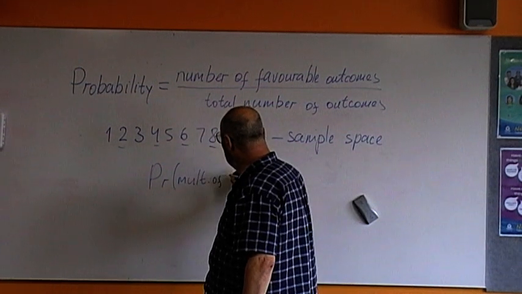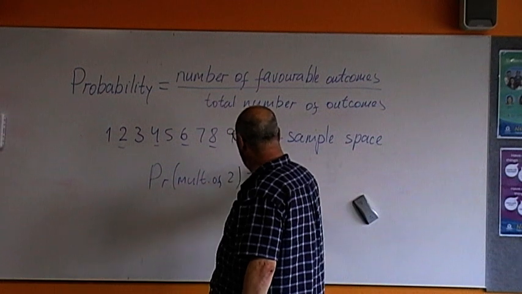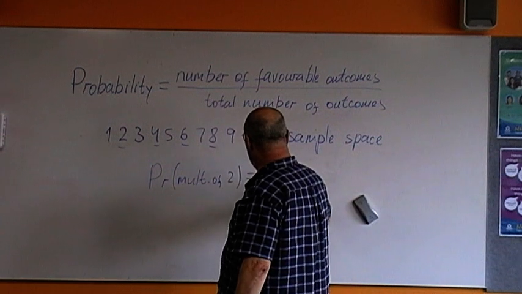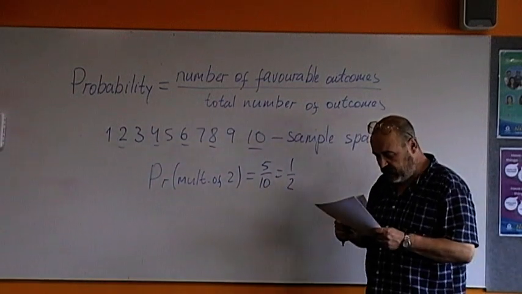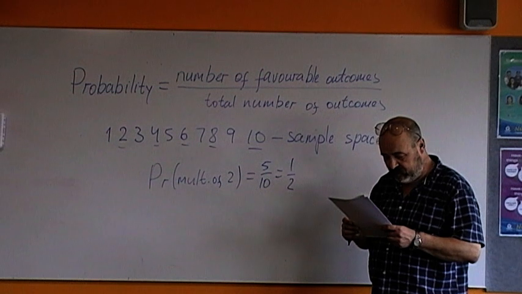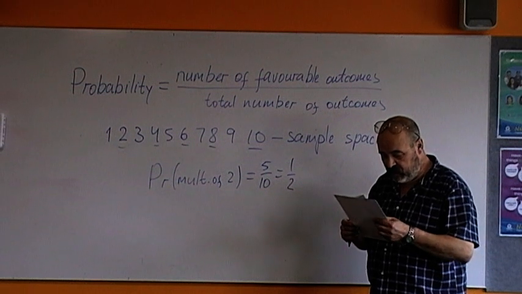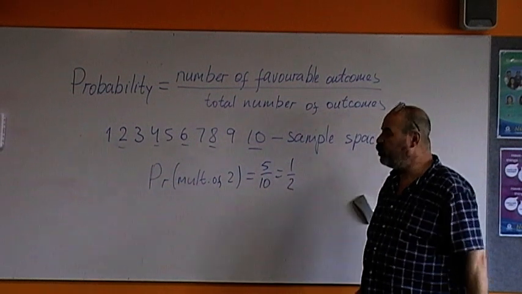The probability of a multiple of 2 will be 5 out of 10, which is 1/2. Another example, if we choose a number at random from 1 to 25.